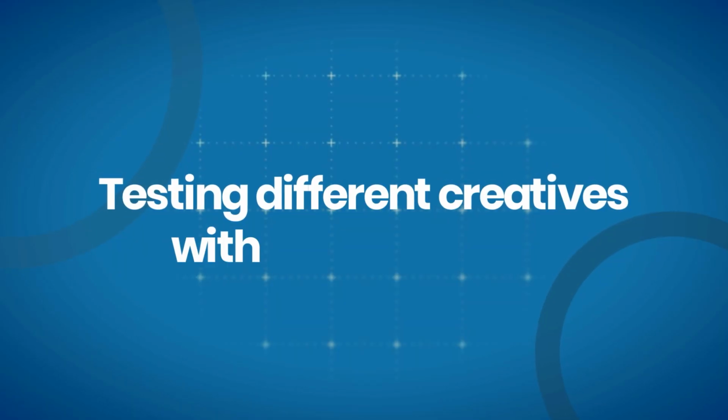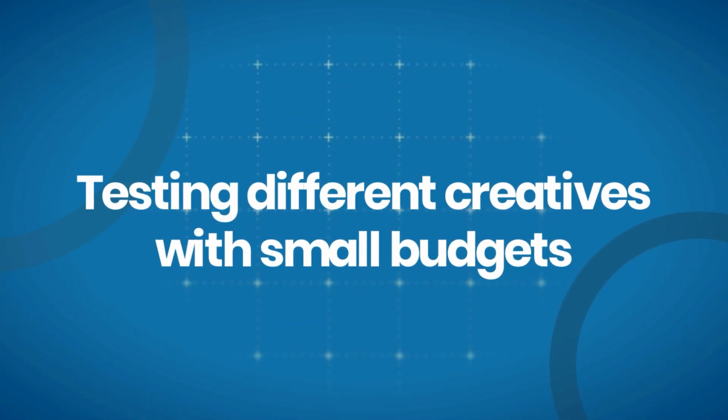All right, number 4, testing different creatives with small budgets. When running Facebook ads, the creatives, meaning your images, videos, headlines, and ad copy, play a huge role in how well the ad actually performs. So you always want to be testing. Doing this efficiently with small budgets can improve your results and save you a ton of money.